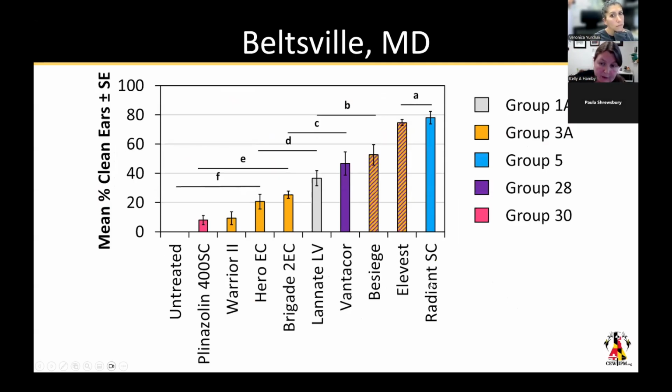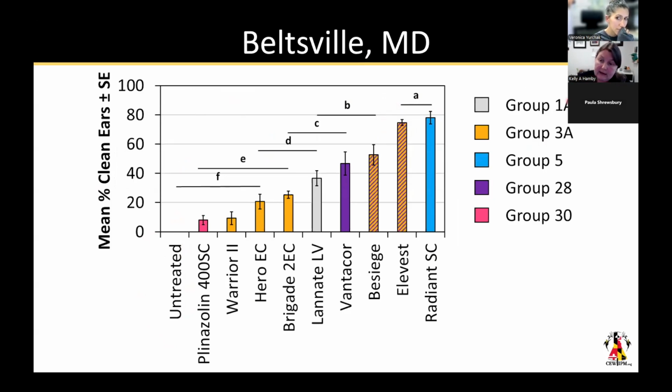So we're looking here at the mean percent clean ears, and as I mentioned, I got out a little bit late, so I didn't necessarily get all the way up there above 80% clean ears like we would have liked to see. And as you can see also in my untreated corn, I had 0% clean ears, so I had very heavy pressure the entire time I was doing this trial.